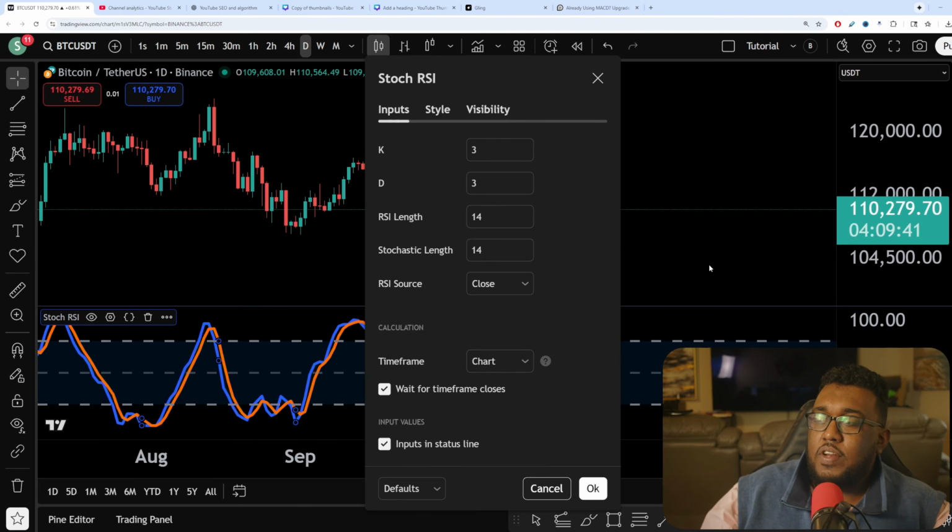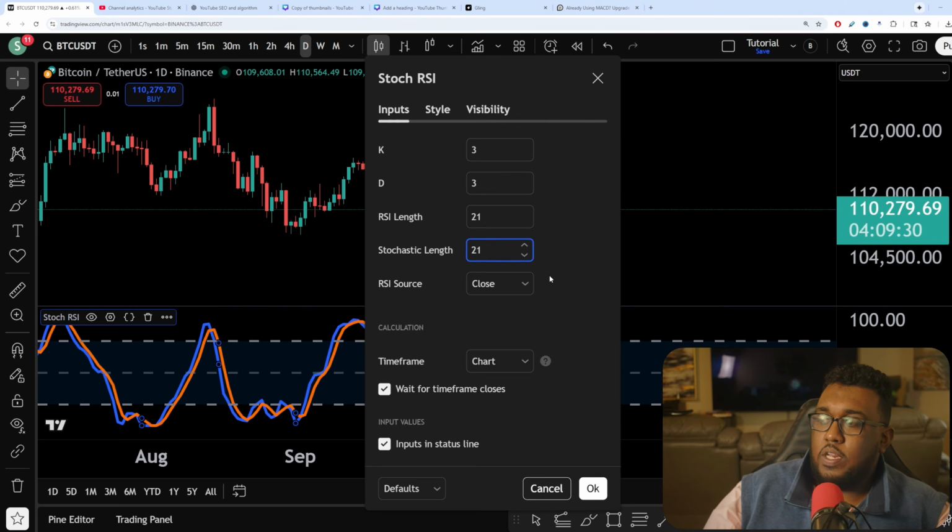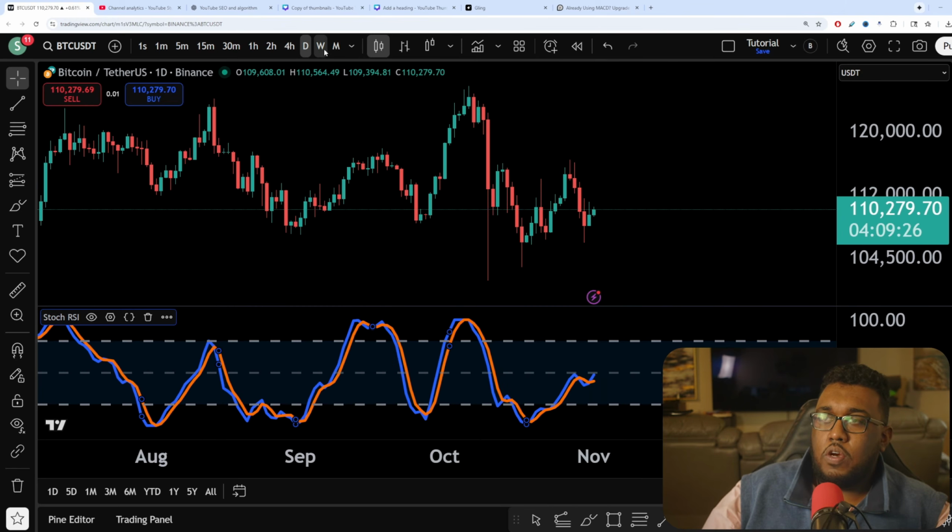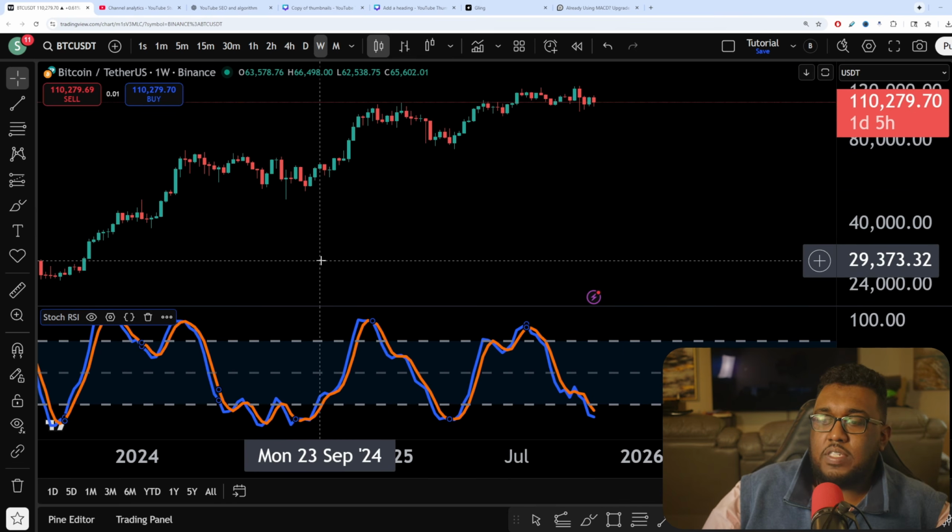And then to finish things off here in terms of the stochastic RSI, the K and the D for the long-term investors are going to be exactly the same, but instead of 14, we're going to be moving these up to 21 and 21 here. So looking very good here. You can go over to a weekly chart and you'll see how this works out a little bit better as well.